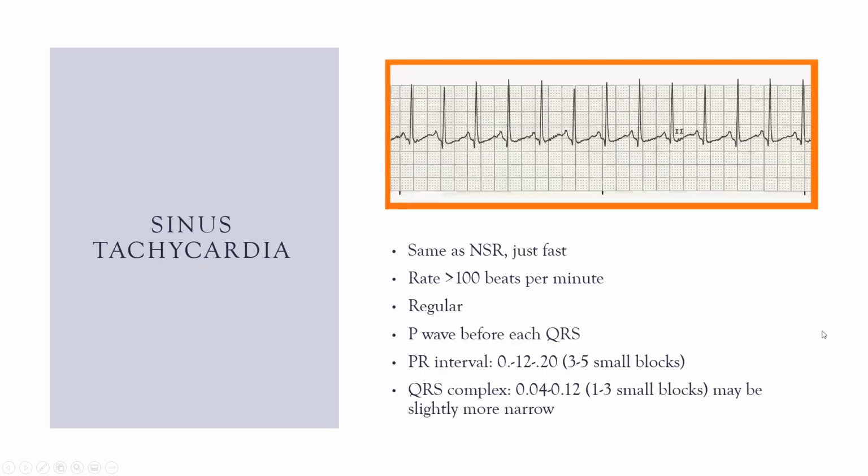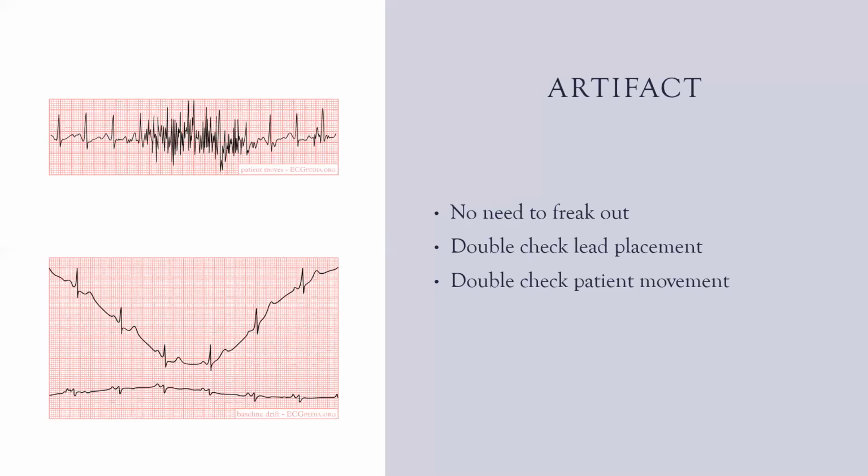Same thing with sinus tachycardia, except it's opposite. It is tachycardia because it is greater than 100 beats per minute. It is same as normal sinus rhythm, except it is fast. So sinus comes into being regular, P waves, the intervals and complexes are the same. The only slight difference in sinus tachycardia is that the QRS complex may be just a tad bit more narrow than in normal sinus rhythm, simply because it is a fast heart rate. So the faster the heart rate, the more narrow those complexes become.